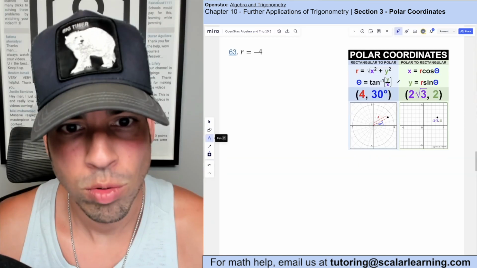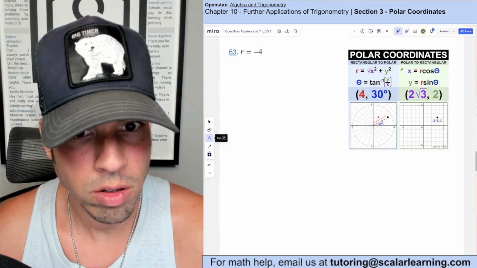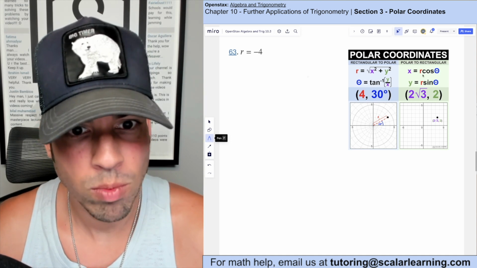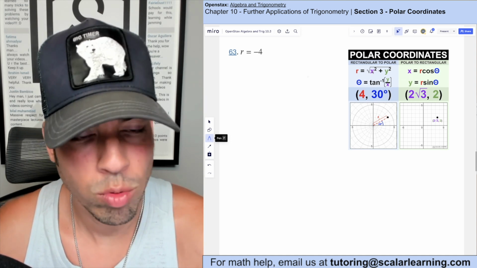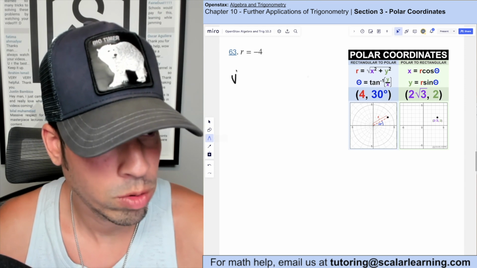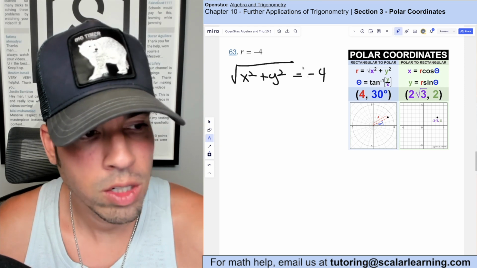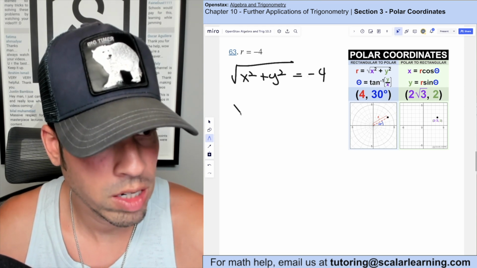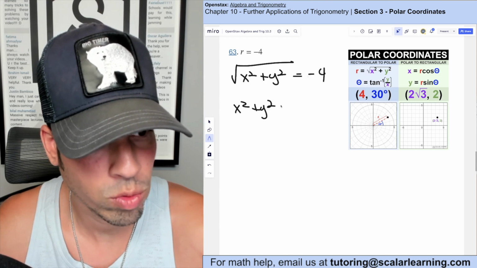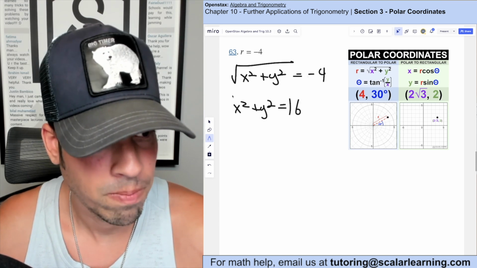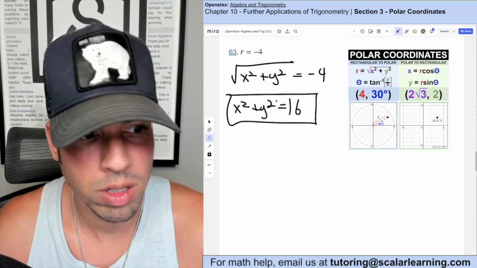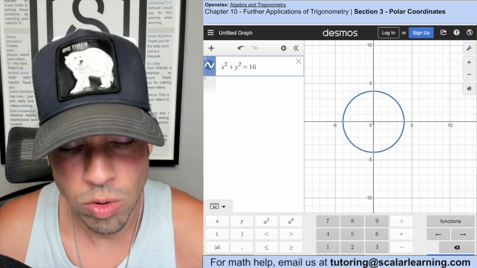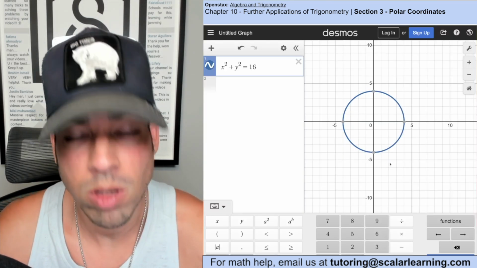Done. So for this one, we're going to convert it to rectangular, and we're going to do that by recognizing that r equals square root of x squared plus y squared. So I'm going to replace that with that. And then we're going to square both sides, and we got x squared plus y squared equals 16. So there's your final equation. Let's put it in Desmos. So here we get this nice circle centered at the origin with a radius of 4. That's how you do it.